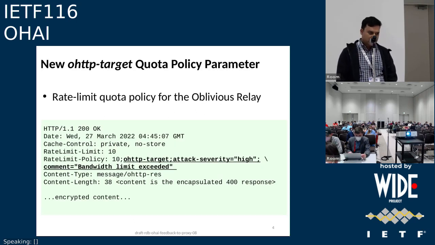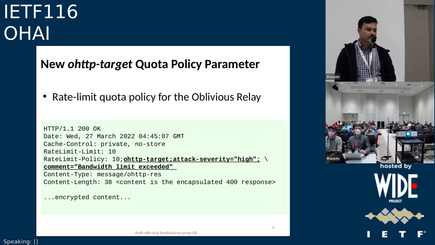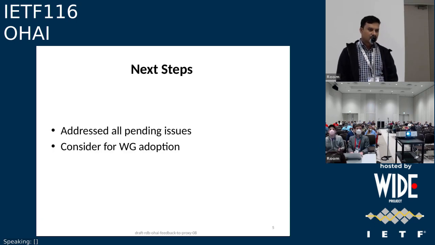We have introduced a new OHTTP target quota policy parameter that gives a signal back to the relay that this rate limit policy is specific to the relay, and it can opt in to apply the rate limit, or it may decide to skip and not honor these rate limit policies. Next slide. I think we have addressed all the comments that we have seen so far, and we think it looks ready for working group adoption.